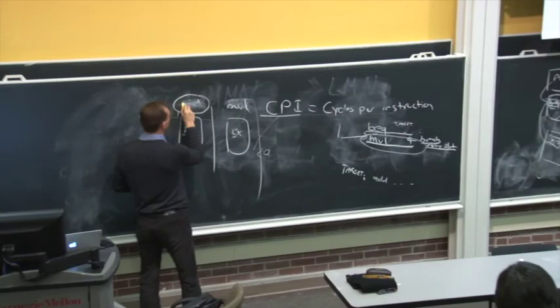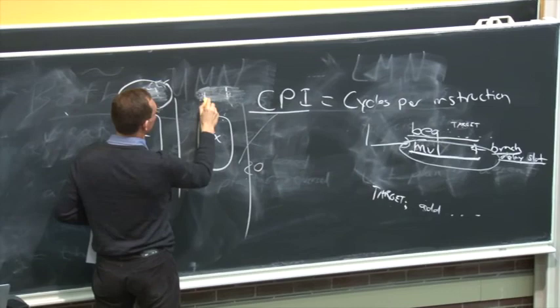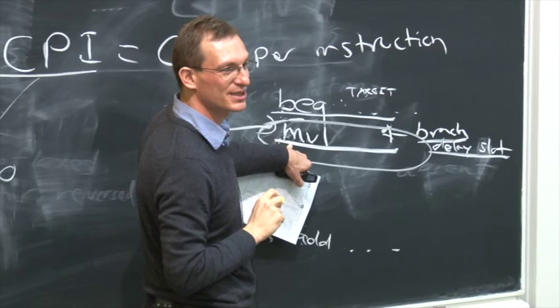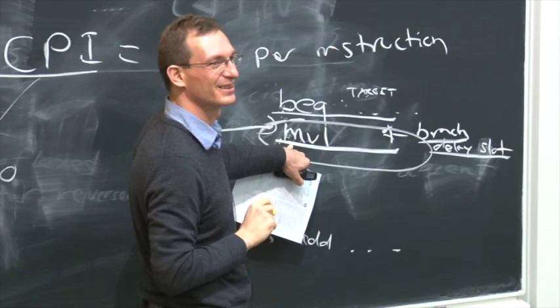And then the multiply finishes, the target instruction goes here, and then the next instruction after the target gets fetched. So the semantics is that the next instruction after the branch is always executed. Does that make sense? Yeah. That's the semantics. It's an ISA level semantics.